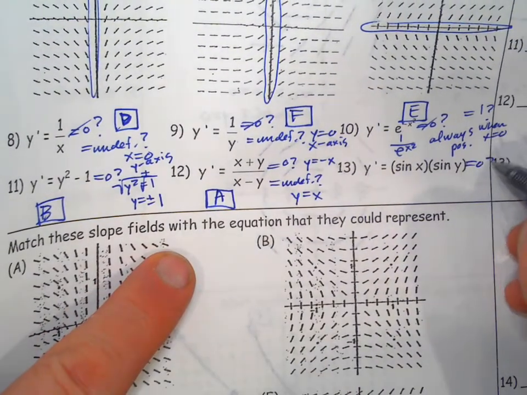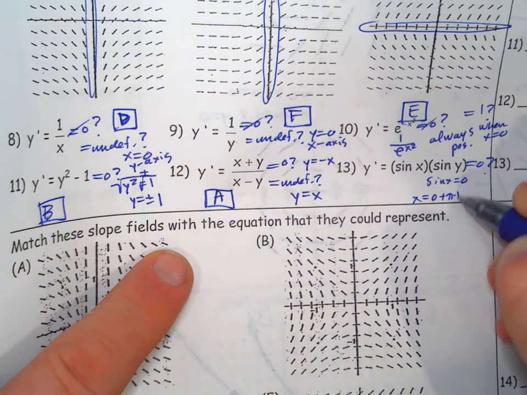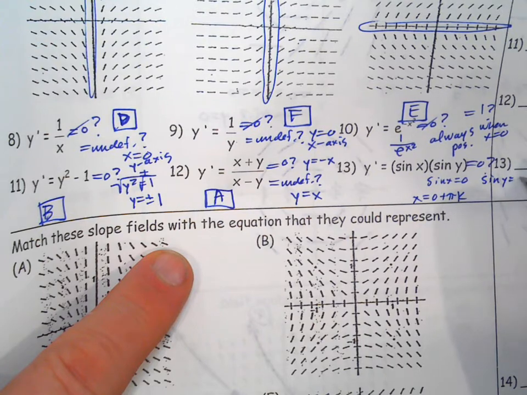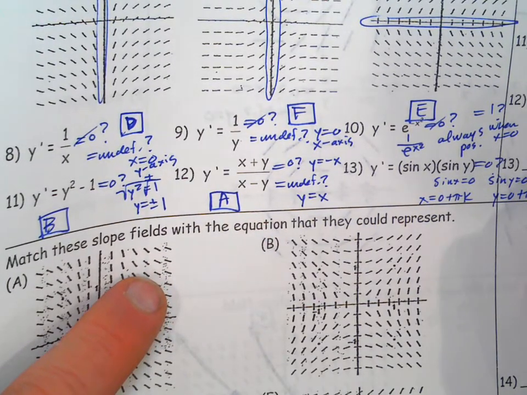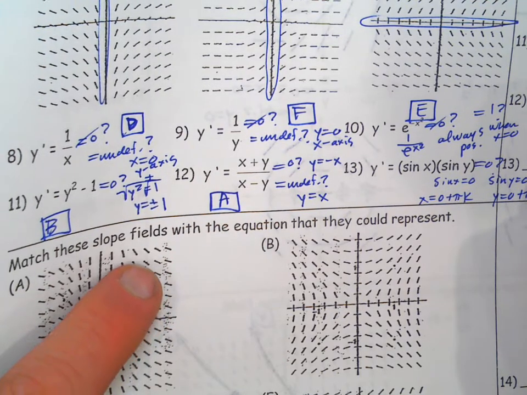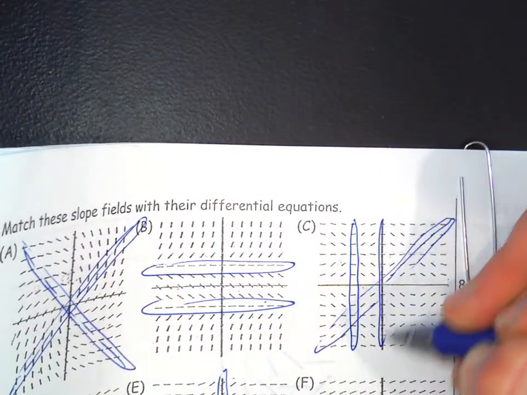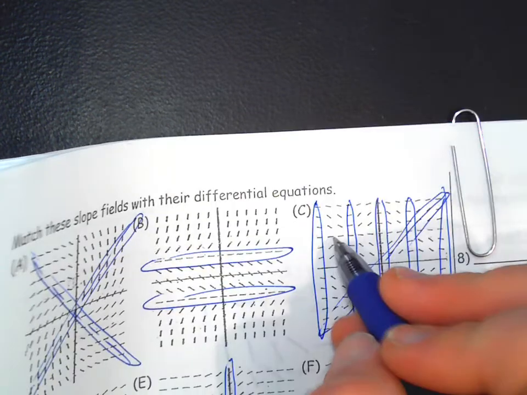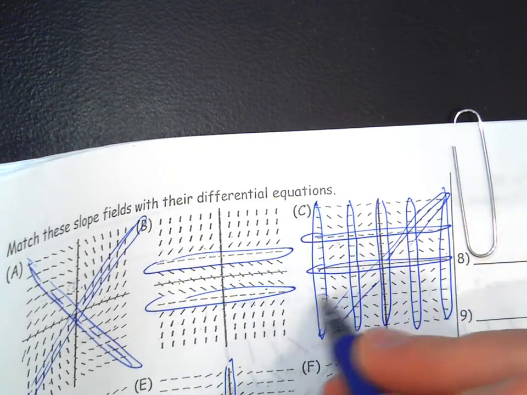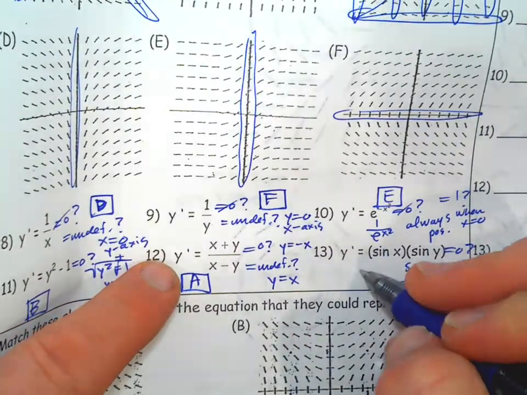This one, when does it equal 0? When sine x equals 0, which is when x equals 0 plus pi k. And also when sine y equals 0, which is when y equals 0 plus pi k. So we're looking at a bunch of vertical lines and horizontal lines that have 0 slopes, flat slopes. So maybe that's this one. You see this group of flat slopes, flat slopes, flat slopes, right? And then flat slopes along these horizontal lines, right? So that seems to be C.